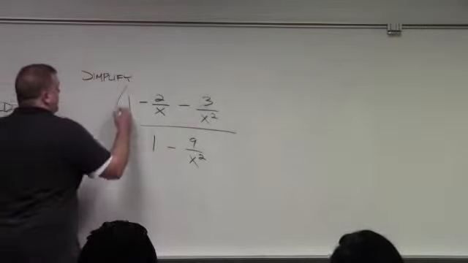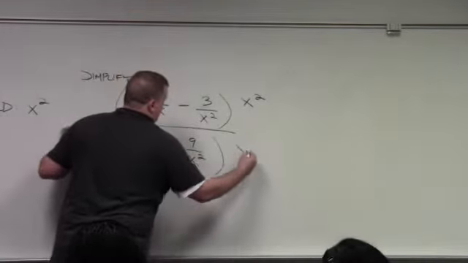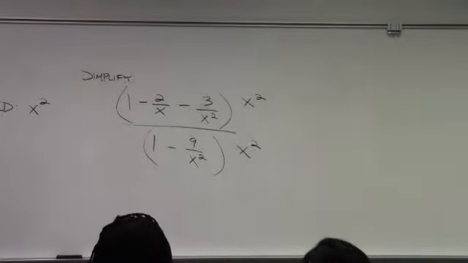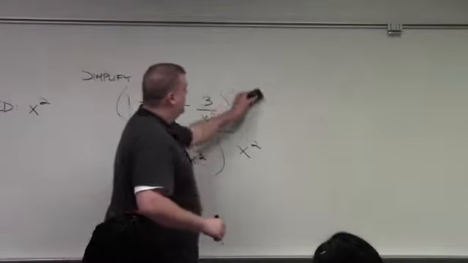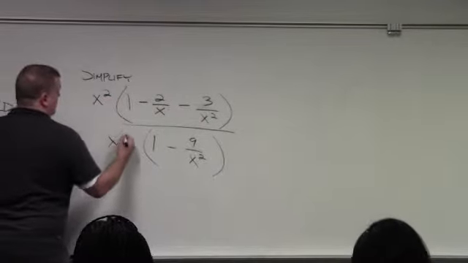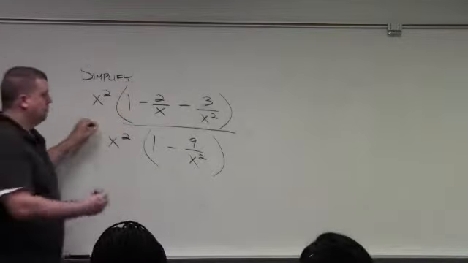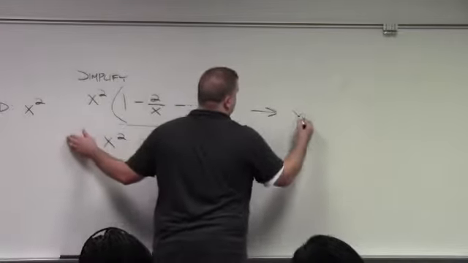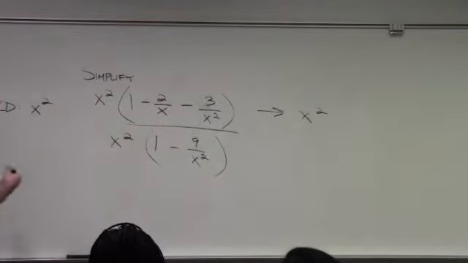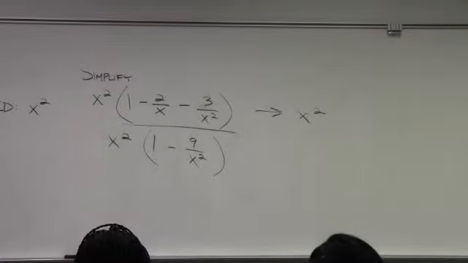So what am I going to do with that x squared? I'm going to multiply both numerator and denominator by that LCD. I'll basically just distribute it. So x squared times 1 is x squared. x squared times negative 2 over x. It's actually just going to be negative 2x, but let's see why.